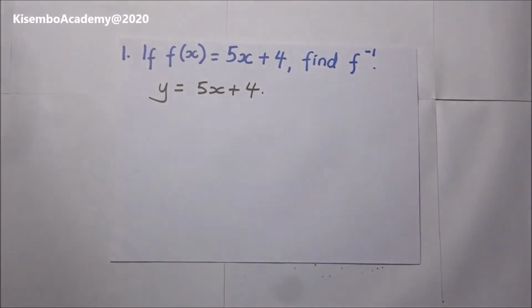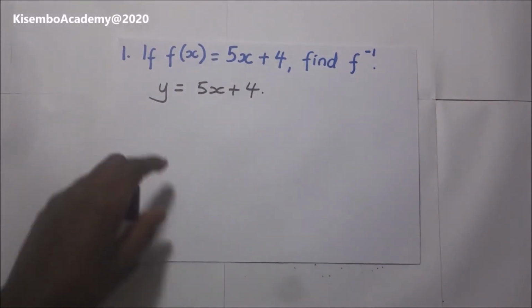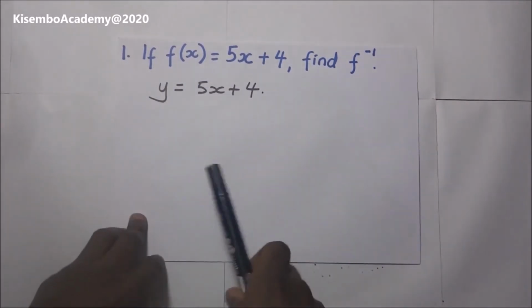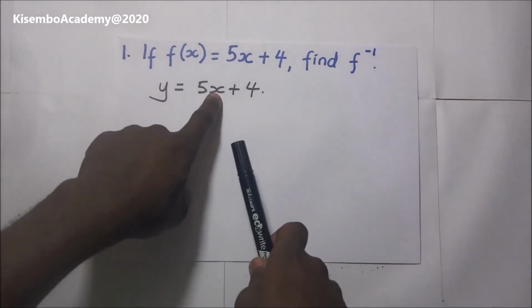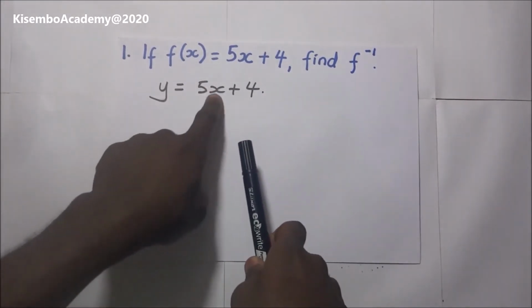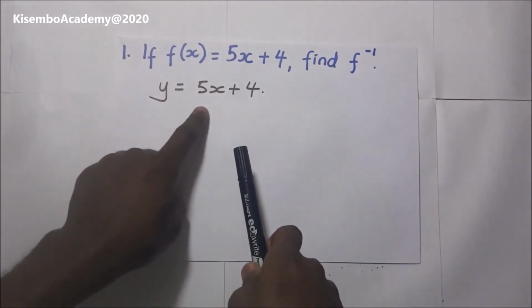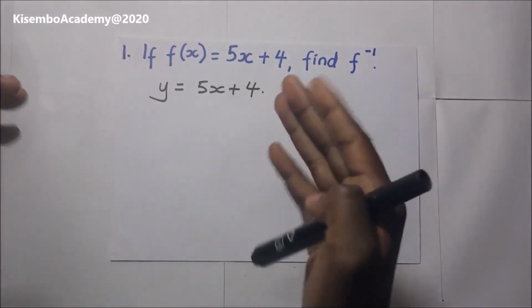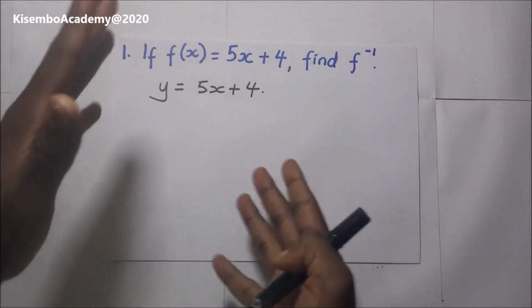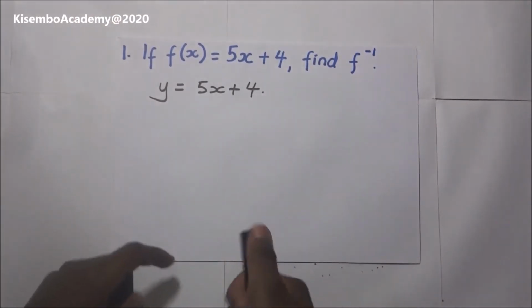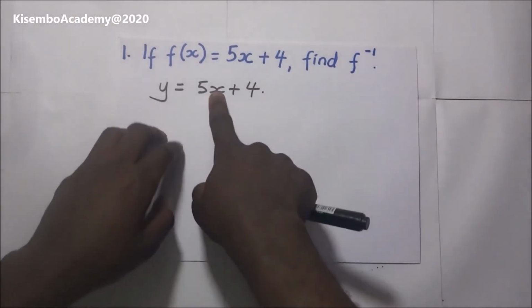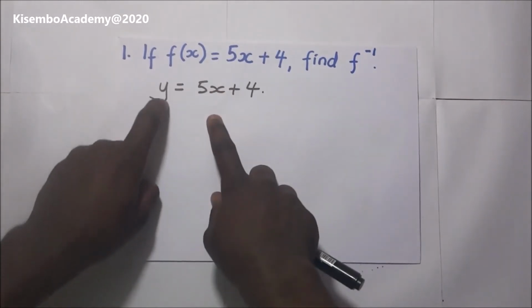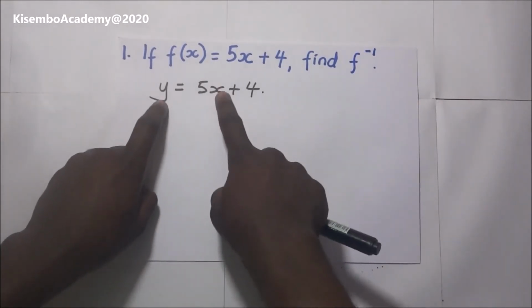So now we want to find the inverse of this function. What we do is make x the subject of this formula, and then we flip the two. Remember, we said that the inverse of a function is more like the reverse of a function. So if it's the reverse, it means that x is going to become y and y is going to become x. And that's it.